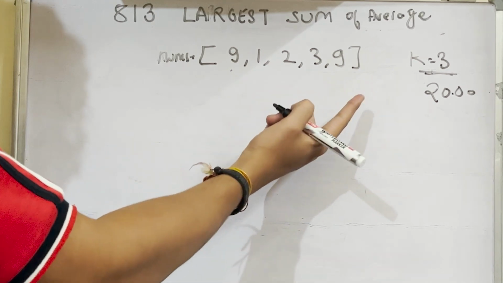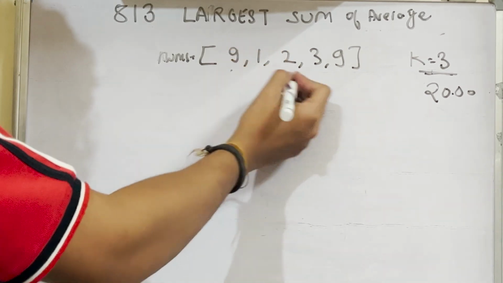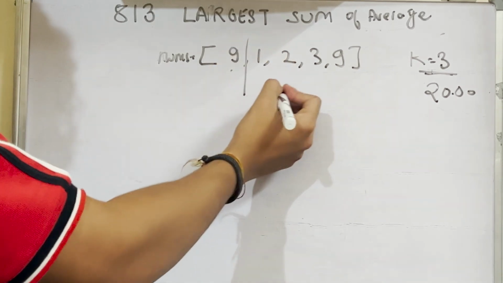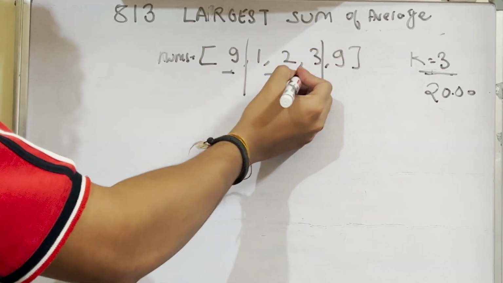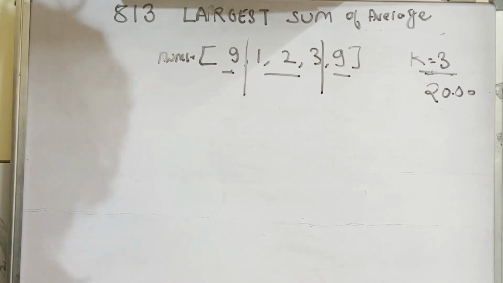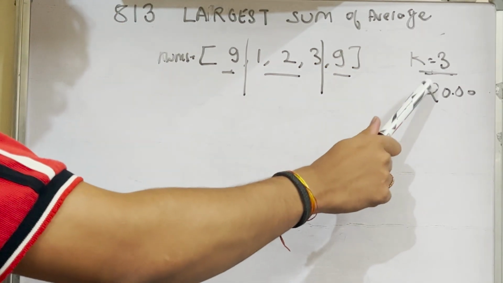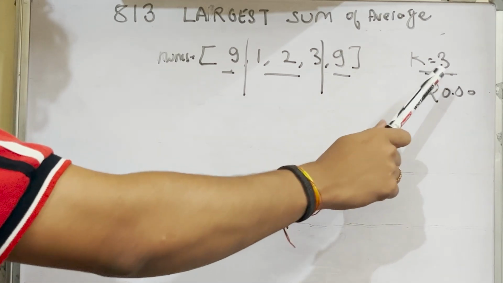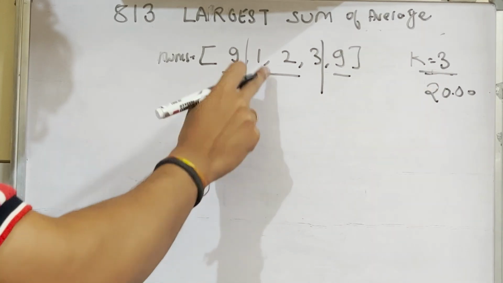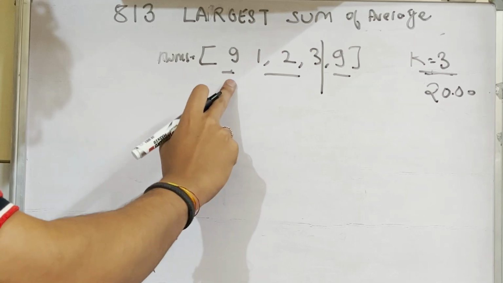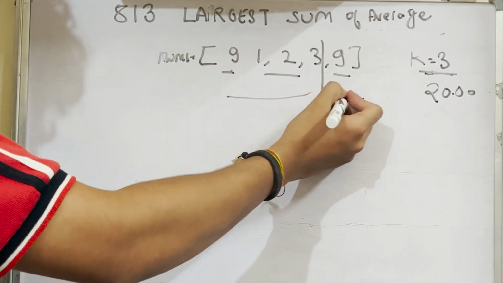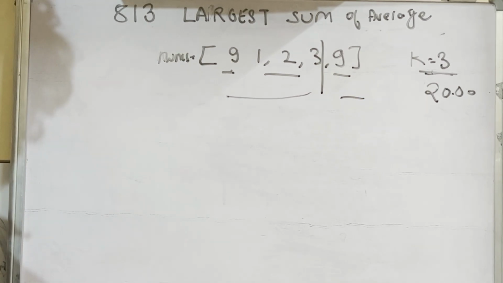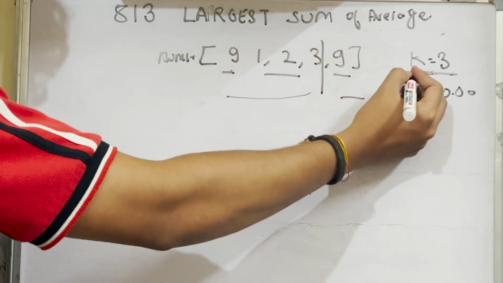For example, if k equals 3, we can divide this array in 3 parts. This is the first part, this is the second part, this is the third part. There is one more thing: you are given k, but it's not compulsory to divide exactly 3 times. You can divide it 2 times also, or 1 time also. For example, if you divide your array in 2 parts, this will be your first part, this will be your second part. So at most you can divide it into k parts.